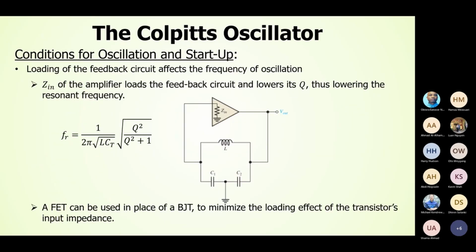Here are some operations that are explained. Zin is the amplifier load on the feedback circuit and lowers its Q, thus lowering the resonant frequency. To minimize the effect of the BJT, we can also use a FET, a field effect transistor, that has, how to say, lower input impedance. Lower input impedance means ultimately it will not change the resonance frequency of our circuit.